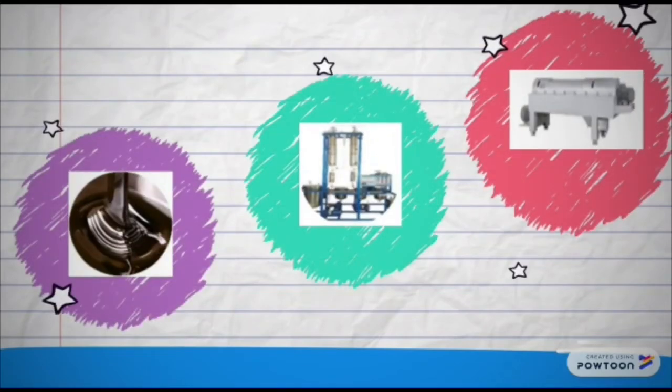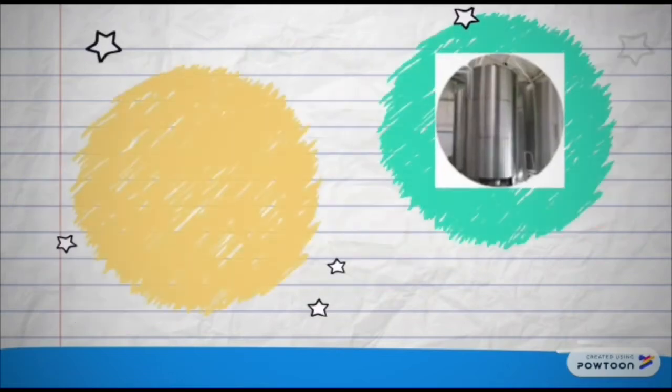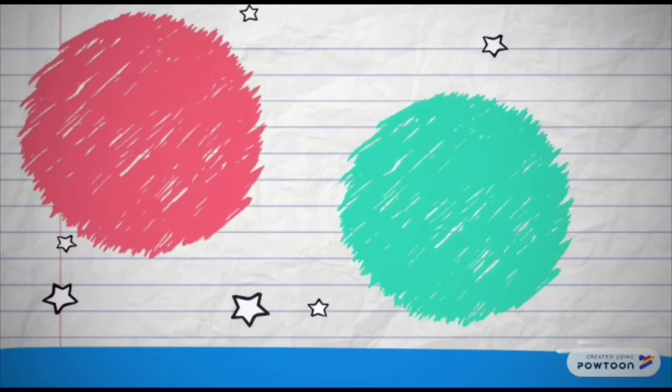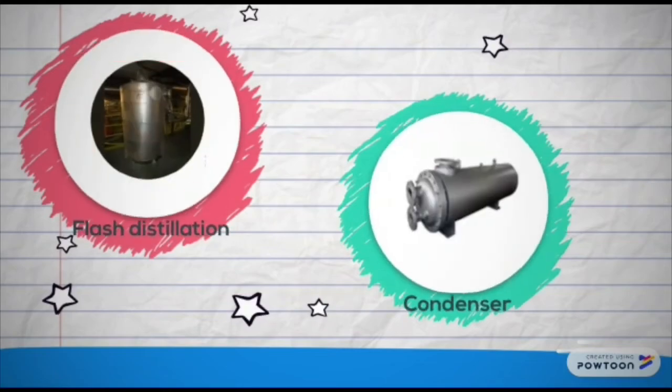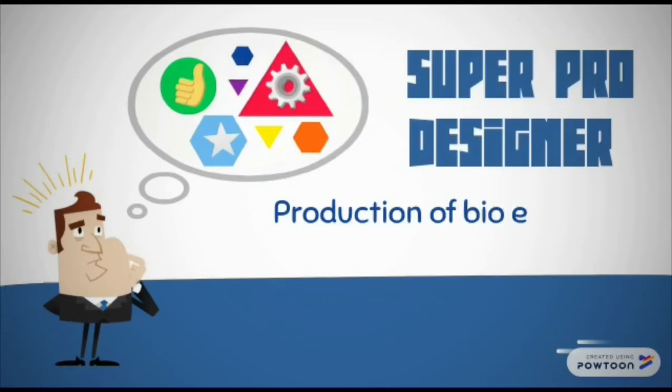The molasses is introduced in the packed bioreactor and after that it will move to centrifugation. It will go to the storage tank and then to the distillation. After that, it will move to the flash distillation and end with condensation. So, let's move to the Super Pro designer of bioethanol production.